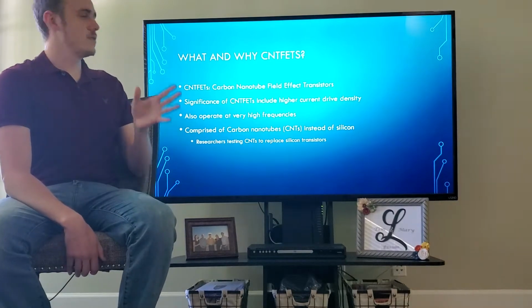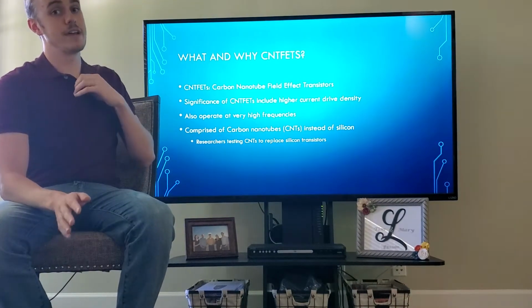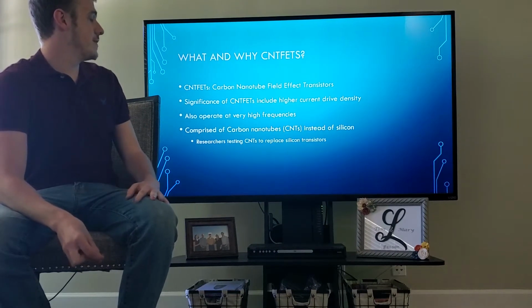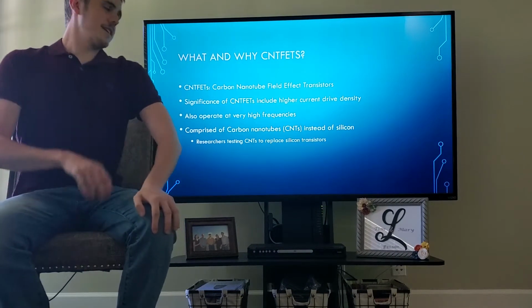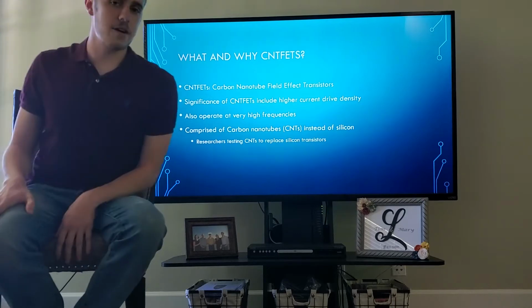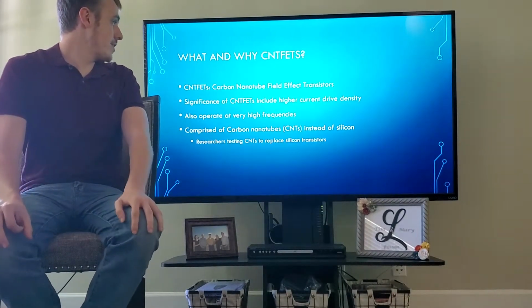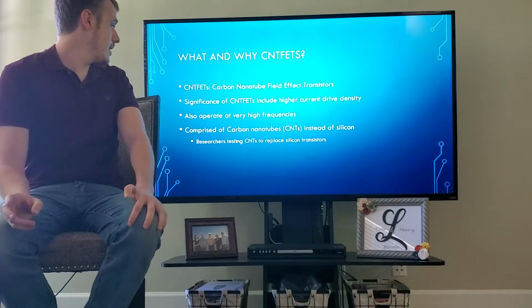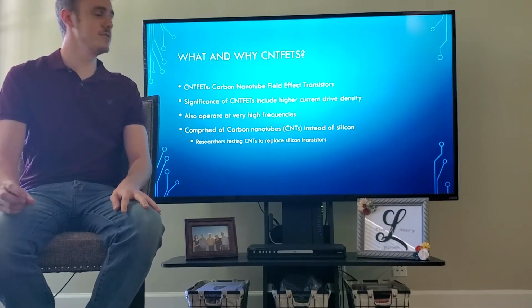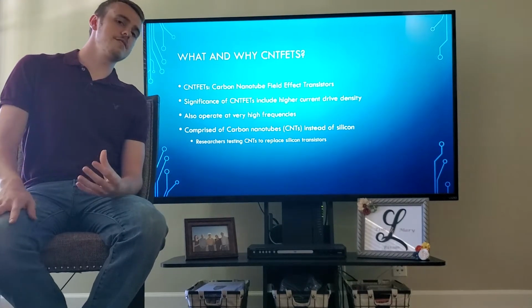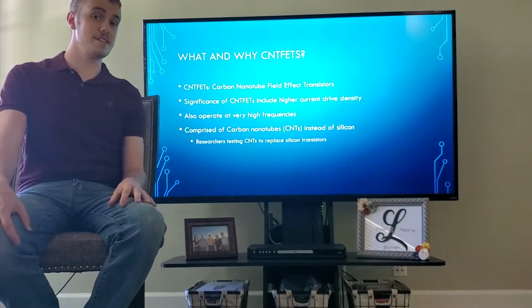So what are CNT FETs and why are they important? A CNT FET is, as I said, a carbon nanotube field effect transistor, and the significance is that they include higher current density drive. They also operate at very high frequencies and are comprised of carbon nanotubes, or CNTs, instead of silicon. So researchers are looking into possibly replacing silicon in the future.